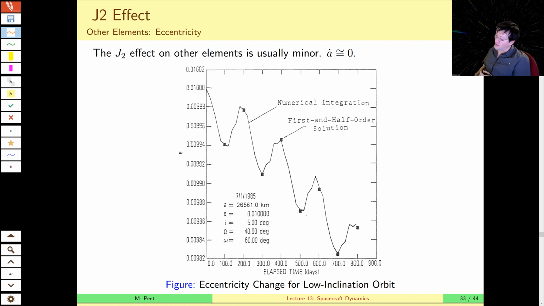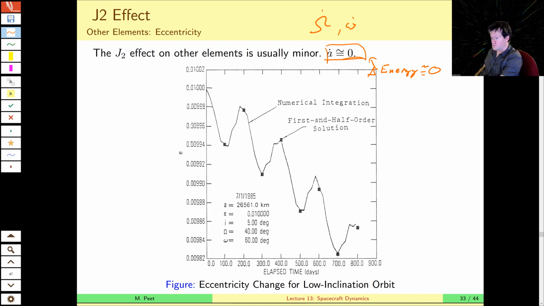If we look at the effect of J2, the big effects are on omega dot and capital omega dot, so argument of periapse and right ascension. If we look at the effect on the other orbital elements, the effect is usually minor, especially semi-major axis, because these are energy-preserving properties, so it tends to be 0. Remember, energy is directly reflected in semi-major axis.